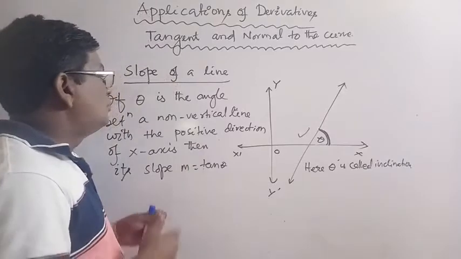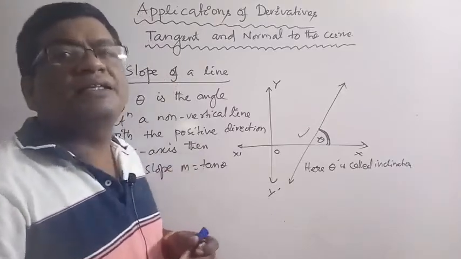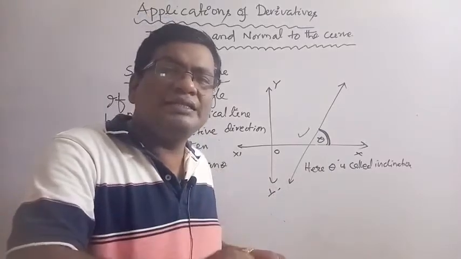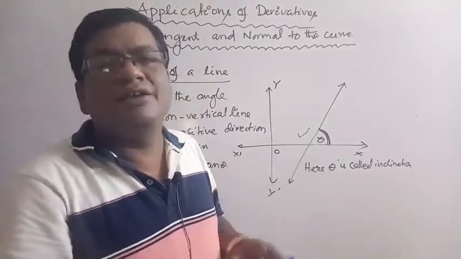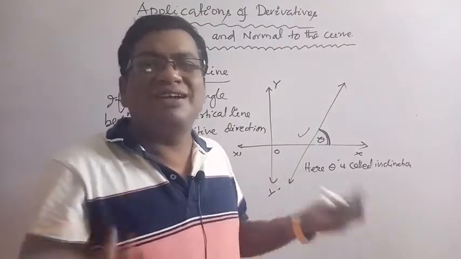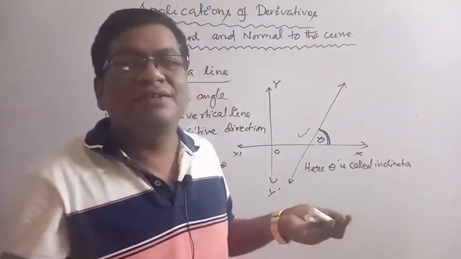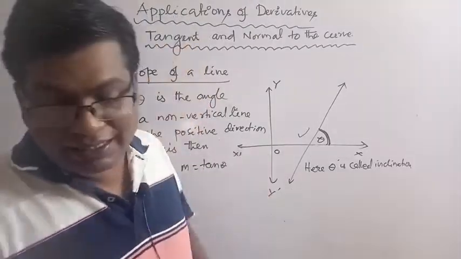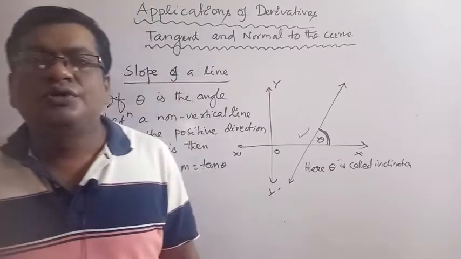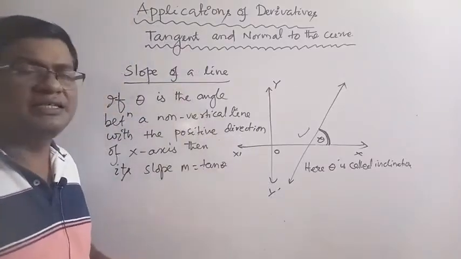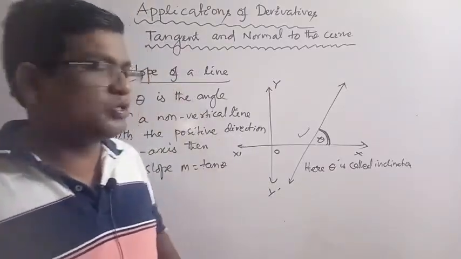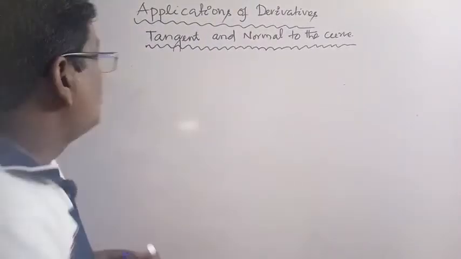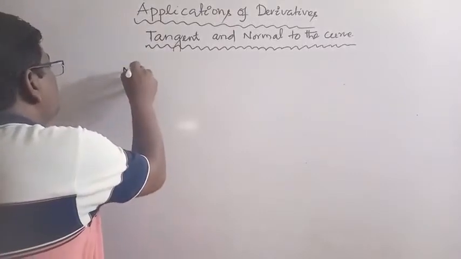Now what is the slope of the x-axis? Here theta is equal to what? The angle between the x-axis and itself, that is theta equal to 0. So the slope of the x-axis is 0, m equal to tan 0. Clear? Now let's see some notes related to slope.